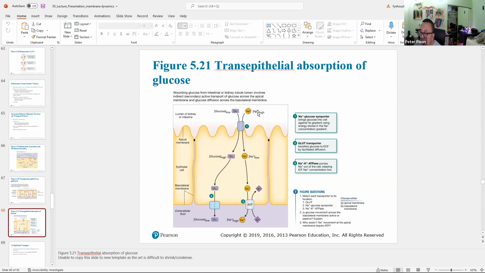So now any sodium that's outside is going to want to come rushing in. The sodium that comes in goes through a channel that also allows glucose to come in along with it. So now I have sodium coming in along with the glucose. So, glucose sodium co-transport.